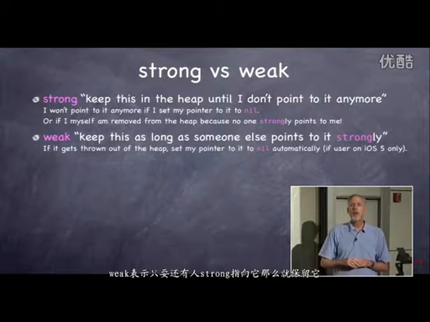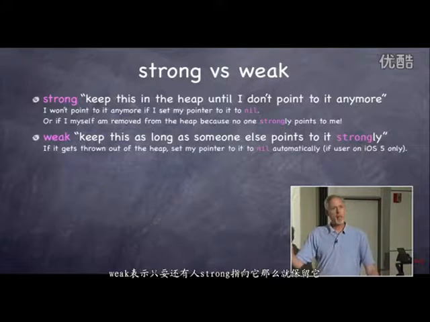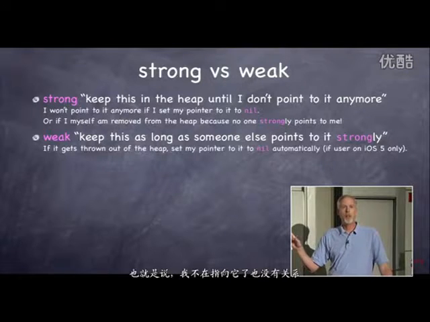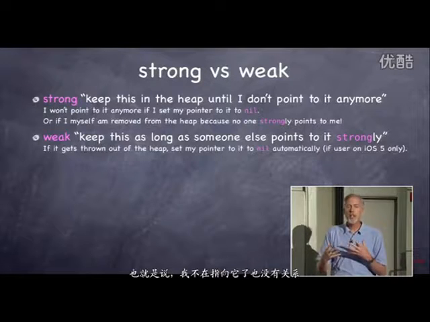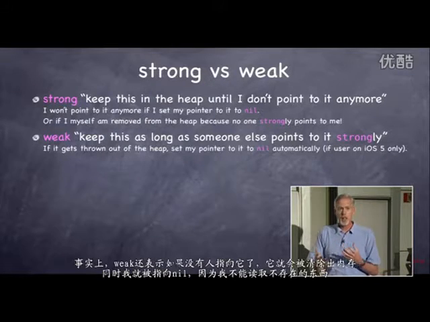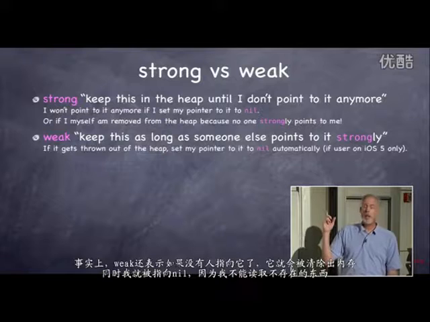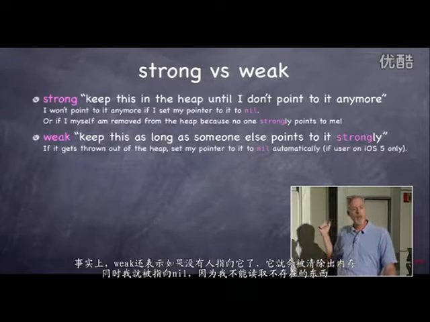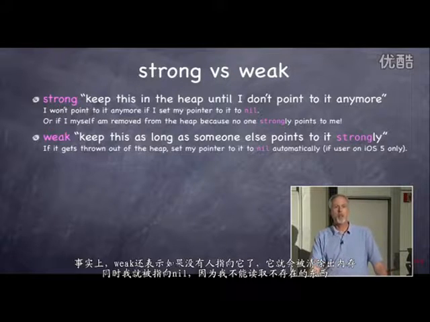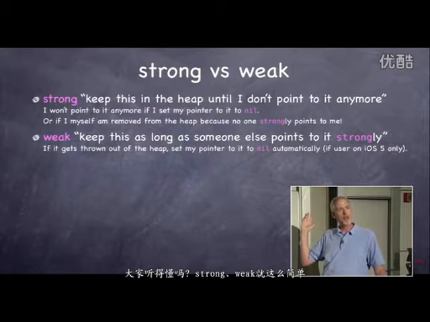Weak means only keep this memory in the heap as long as at least one other person has a strong pointer to it. So I'm pointing to something I'm not really that interested in. It's okay if it went to nil. And in fact, weak also means if no one else points to it and you throw it out of the heap, set my pointer to it to nil, because I certainly don't want to try and access my pointer and I'm pointing to something that's been thrown out. Everyone understand that? So that's strong and weak. It's as simple as that.